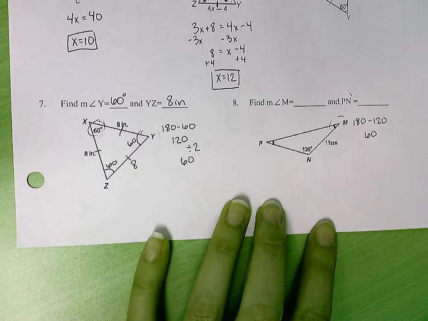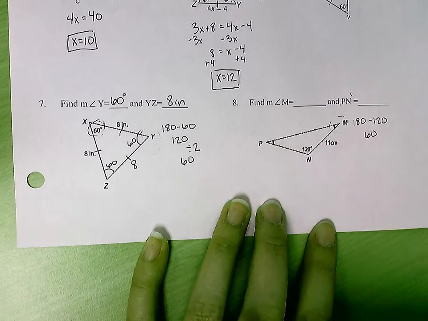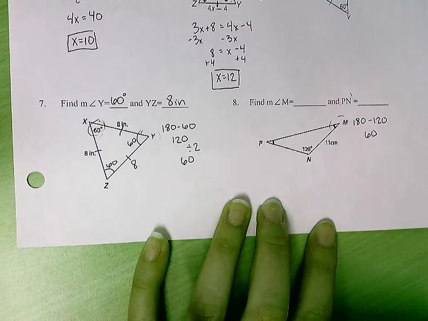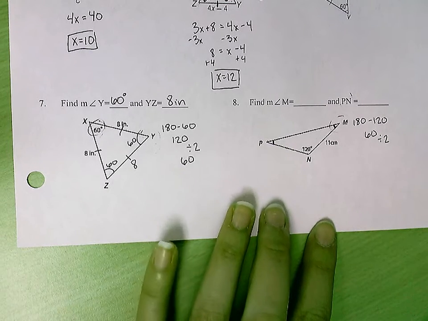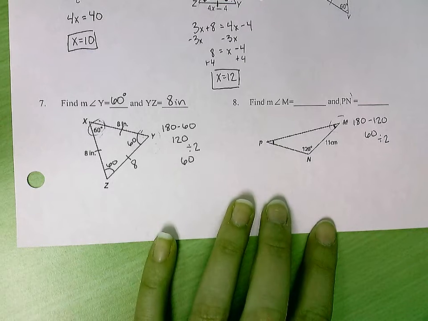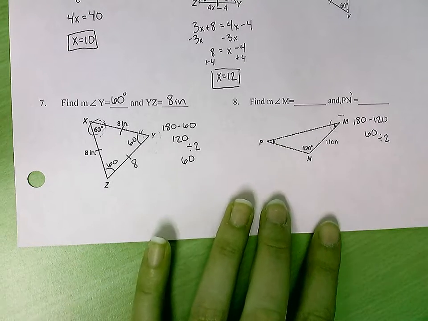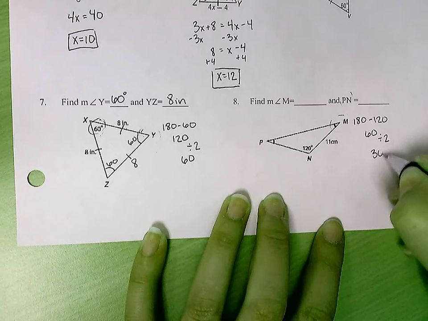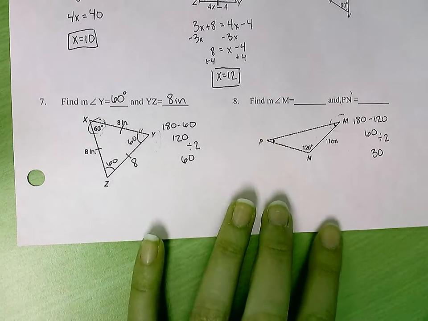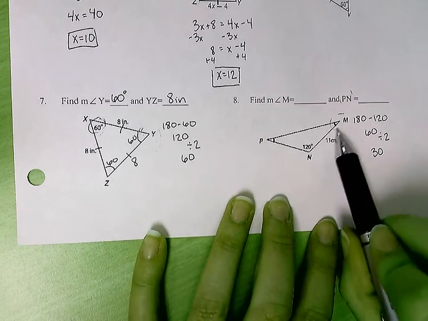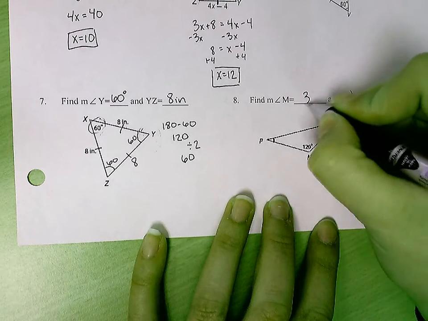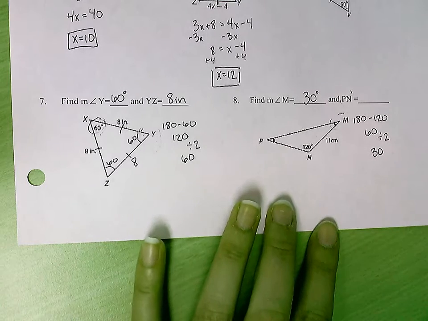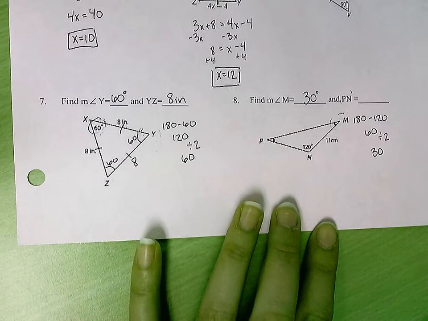Now that 60 degrees is split between those two angles there, so I still need to divide it by 2. So each angle has to be 30. So angle M is 30. So this is not an equilateral triangle.